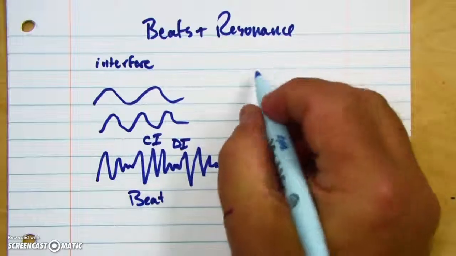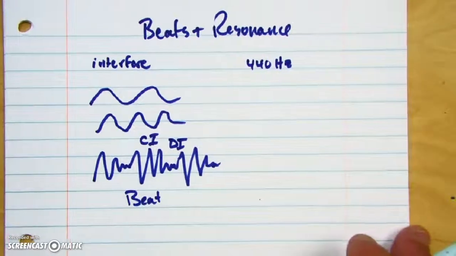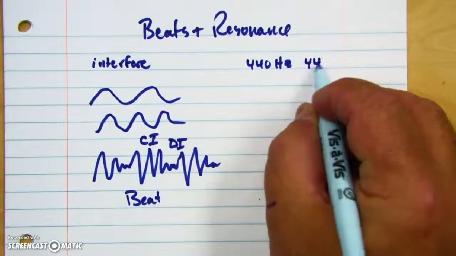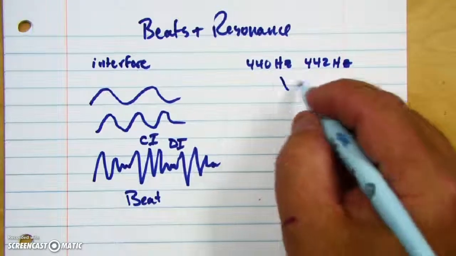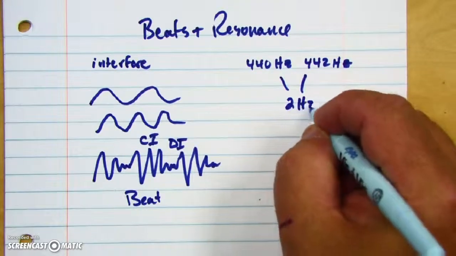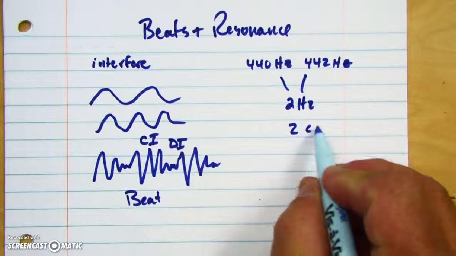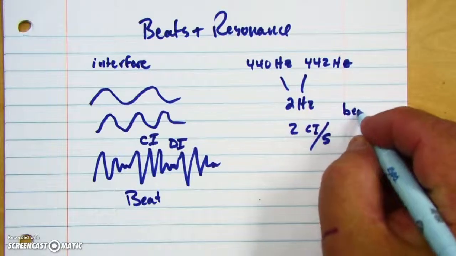So for example, if I had a 440 hertz tuning fork and I had a 442 hertz tuning fork, they're out of tune. They're slightly different frequencies. Here there's a difference of 2 hertz. So what I'm going to hear is 2 constructive interferences per second. So the beat frequency is 2.